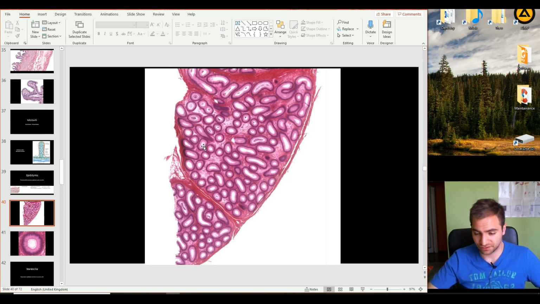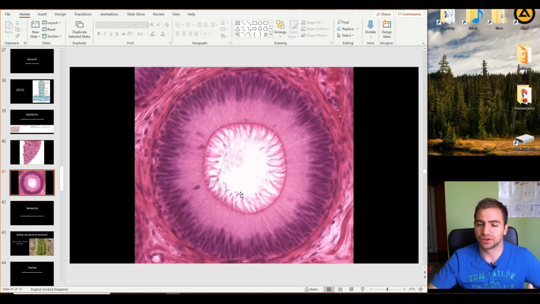The first typical example of stereocilia we're going to find is in the epididymis. There are two locations in our body where we find the stereocilia. One is the inner ear, and the second is right here, the epididymis, which belongs to the male reproductive system. So if we zoom in, we're going to see this typical structure. This is the columnar cell, the pseudostratified columnar cell.